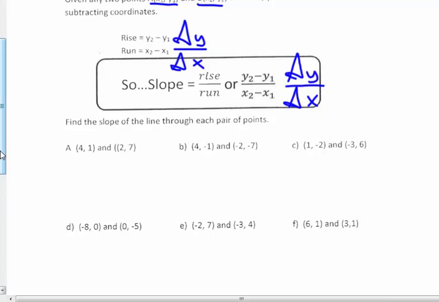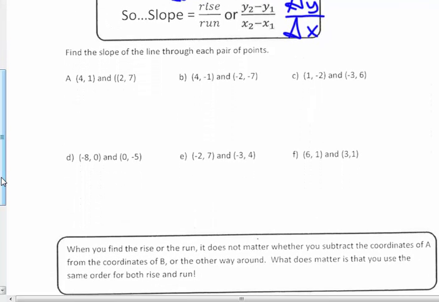So, find the slope of the line through each pair of points. And this is how I do it. So I write m equals for slope, and then I write my symbol delta y over delta x, because I don't like to write y sub 2 minus y sub 1 over x sub 2 minus x sub 1. I shortcut it and say delta y over delta x.